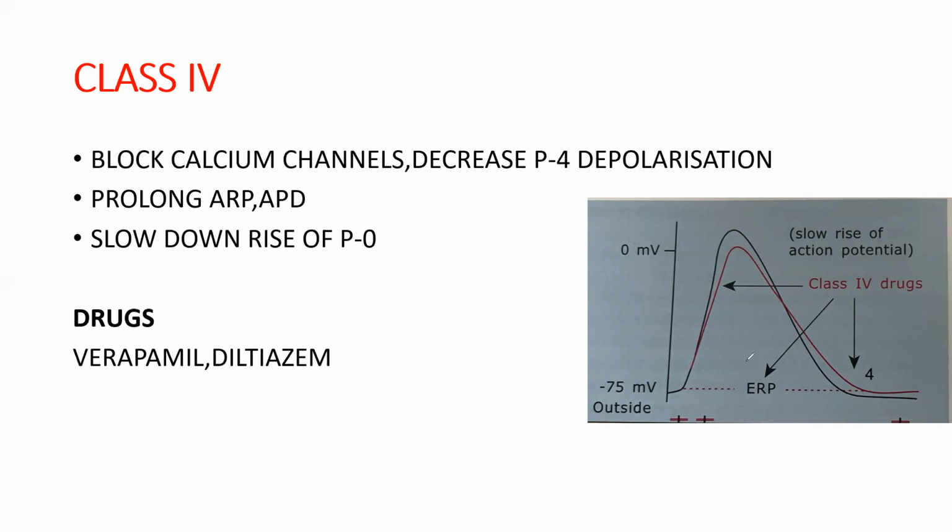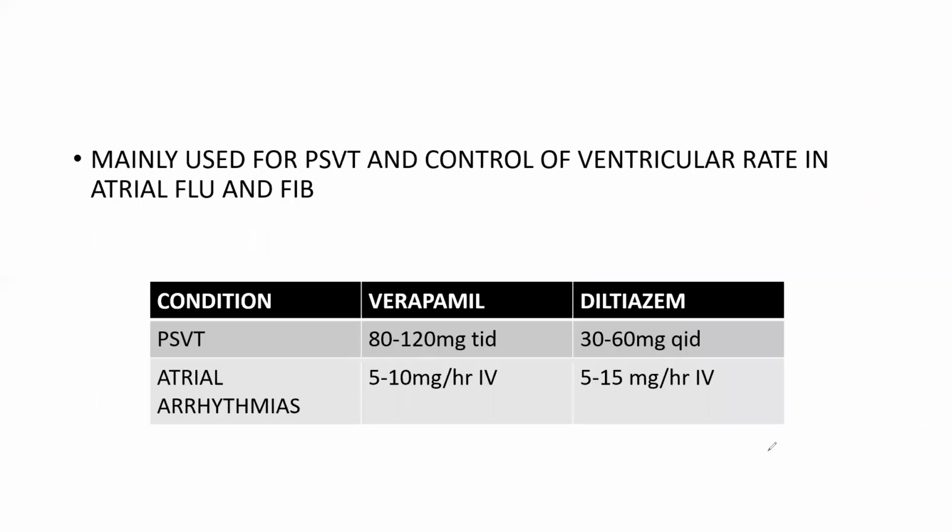And what are the drugs here? Verapamil and diltiazem. And where do we use these class 4 agents? These are mainly used for paroxysmal supraventricular tachycardia and to control the ventricular rate in atrial flutter and atrial fibrillation. And here we have separate doses even, in paroxysmal supraventricular tachycardia and atrial arrhythmias.